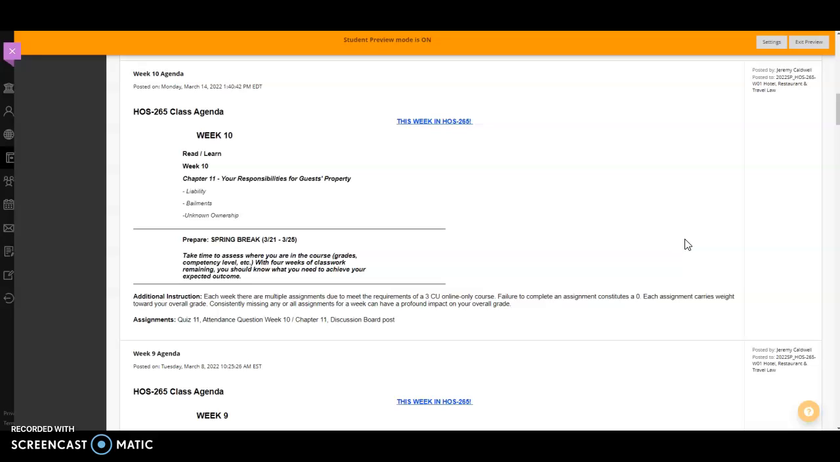And each individual assignment does carry weight towards your overall grade. Things are weighted different. Tests, quizzes, projects, attendance grade, discussion board, all of those are weighted different. But consistently missing them, or missing them all for 1 week, can really have an impact on your overall grade, of course, negatively. This week, quiz number 11 is due. You have an attendance question for chapter 11, and then you do have a discussion board post.